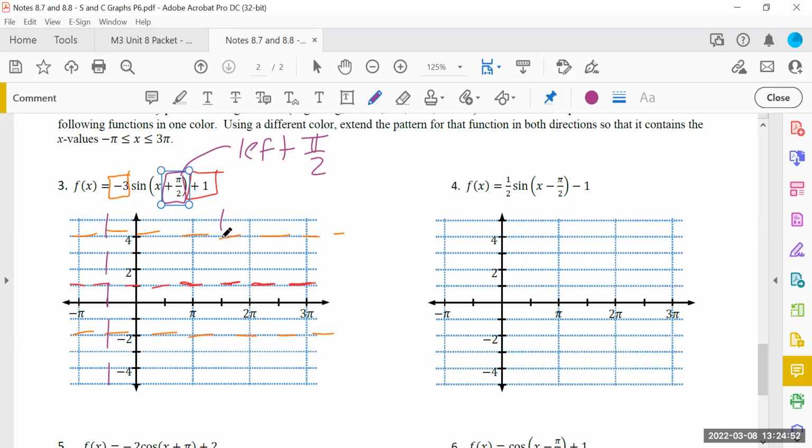So right here, that would be our end. Again, if you take physics or advanced math, they'll change that. For us, though, it's always 0 to 2 pi.